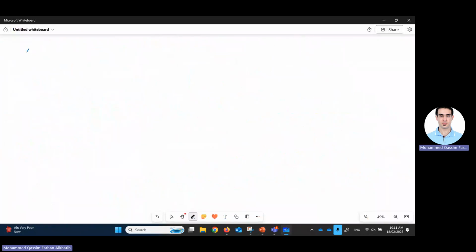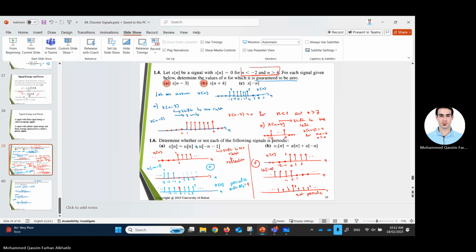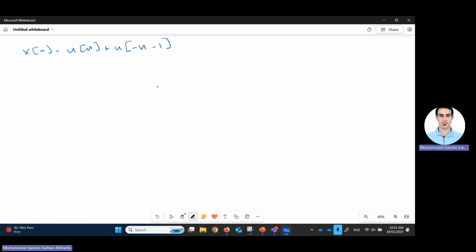So x of n is u of n plus u of negative n minus 1. Check. Okay. So u of n, we'll just simply draw it. That's 0, 1, 2, 3, 4, and the value is 1 at all. Now, what about u of negative n minus 1?